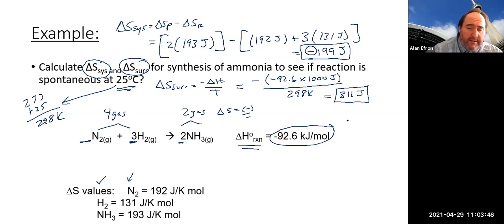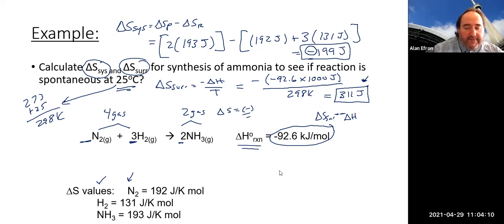And remember, the relationship is that the delta S of the surroundings is basically negative of the delta H. So negative and negative does yield us an increase in entropy of our surroundings. So again, that does make sense as well. Any questions on that?